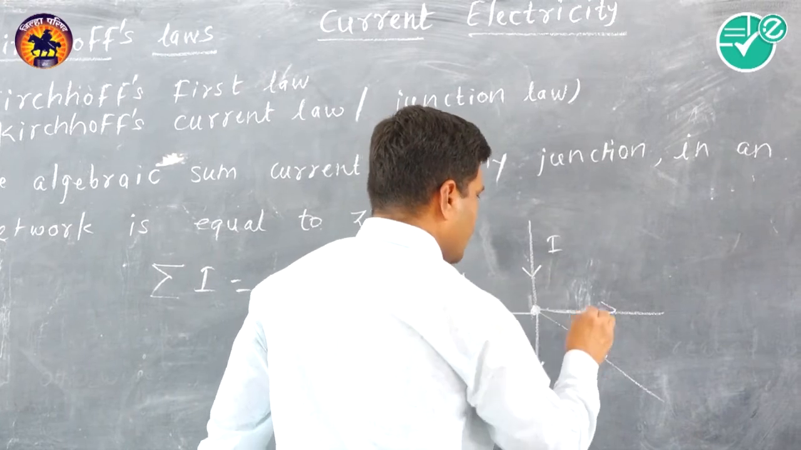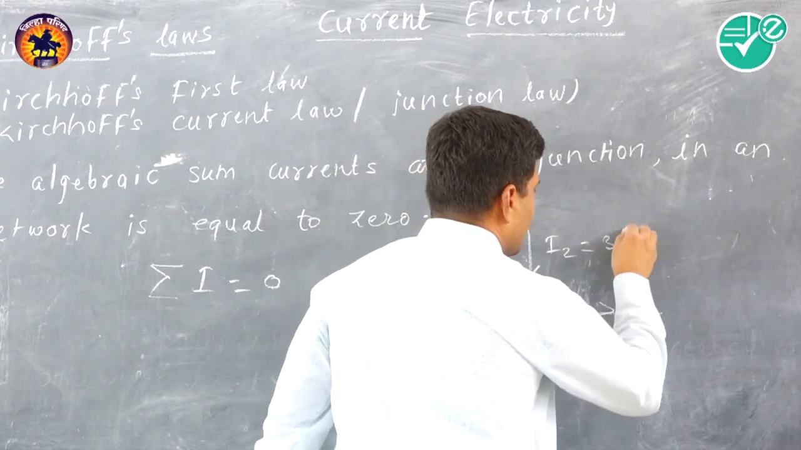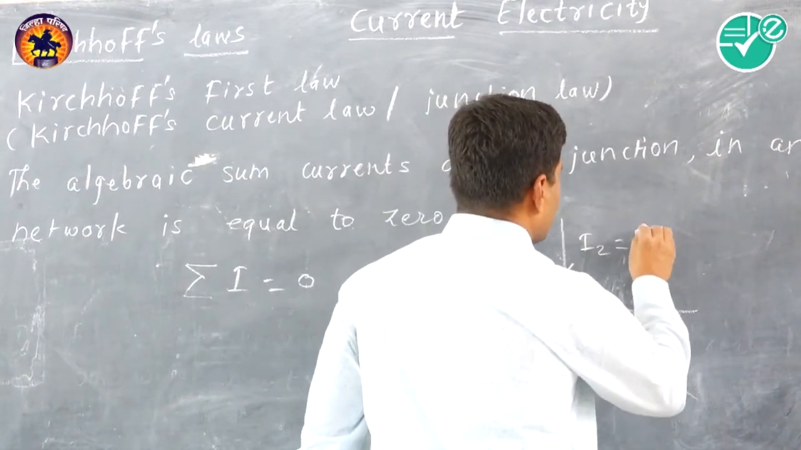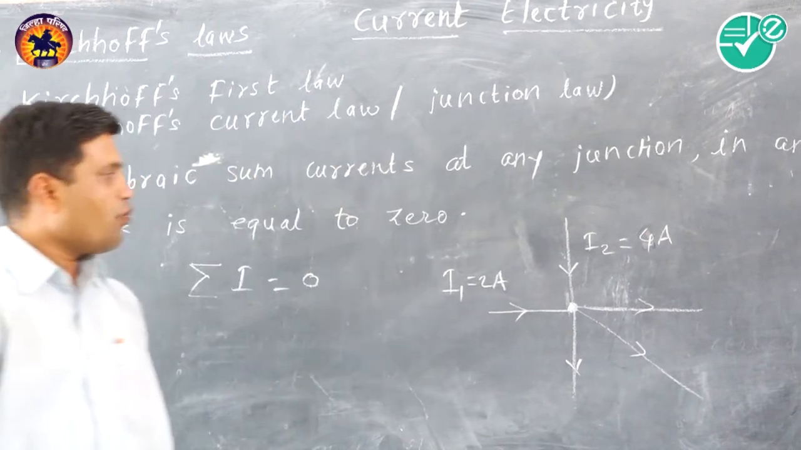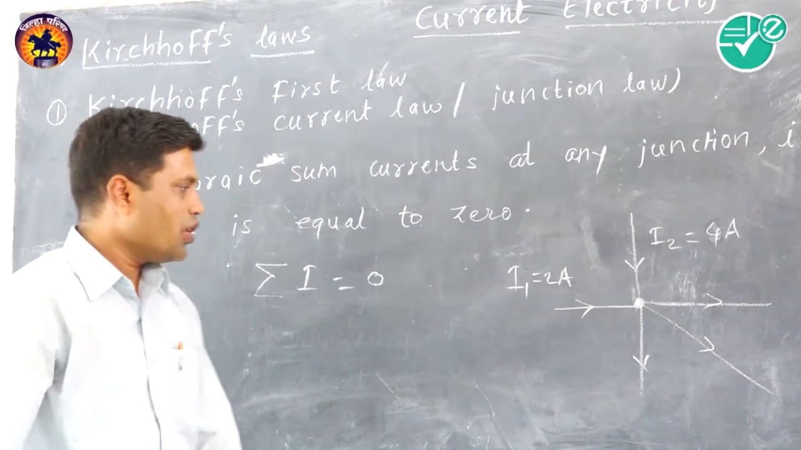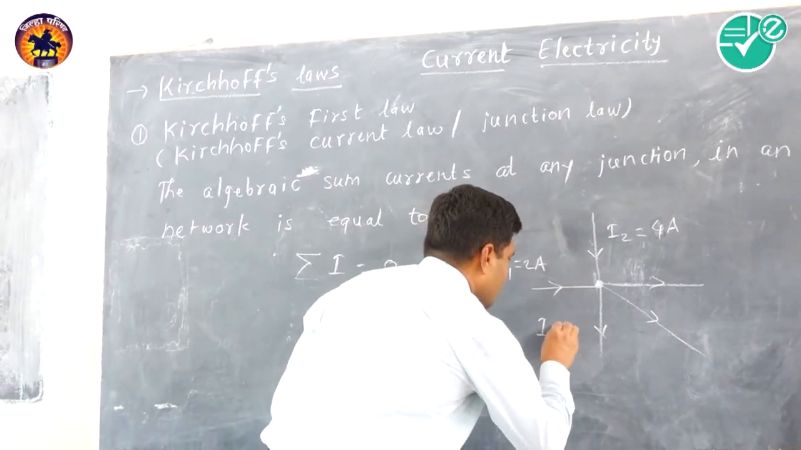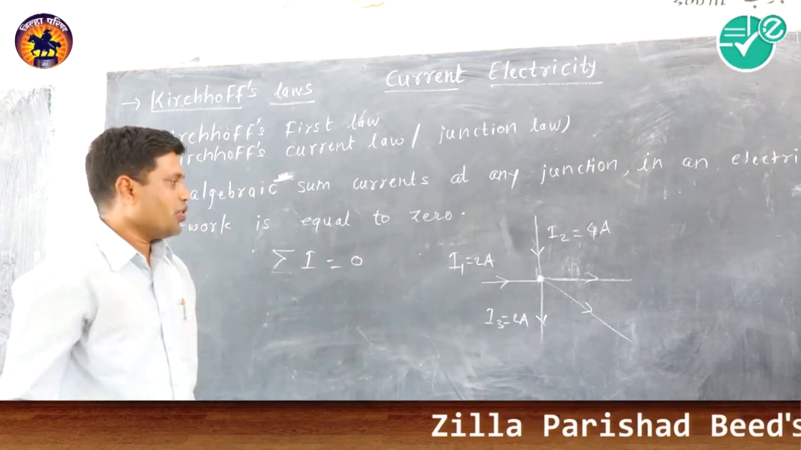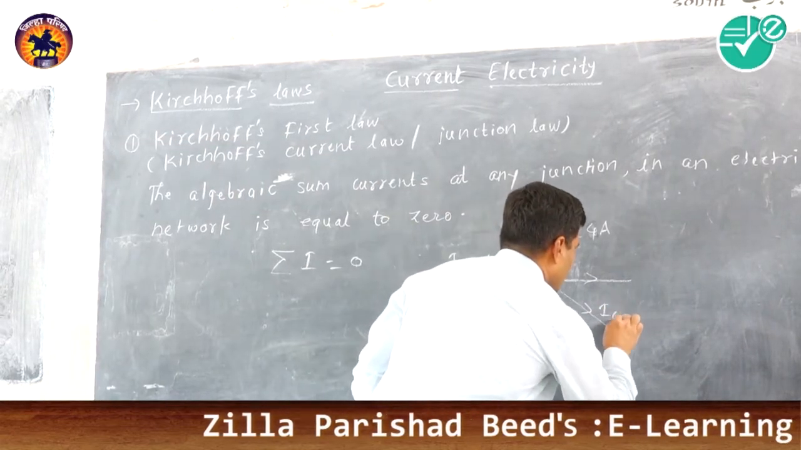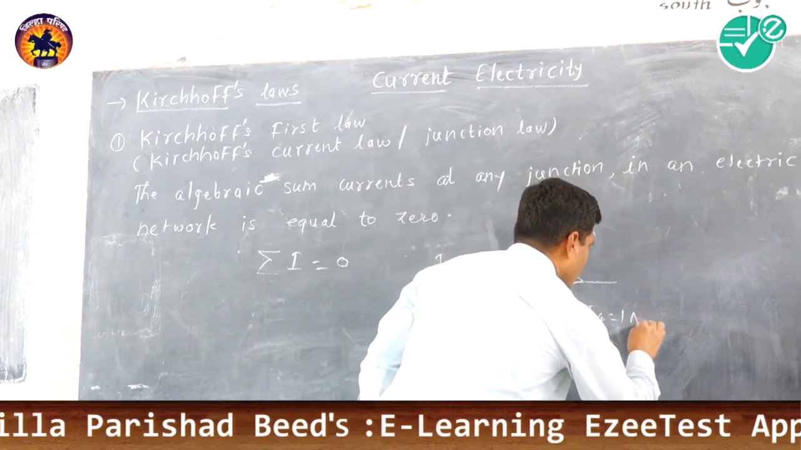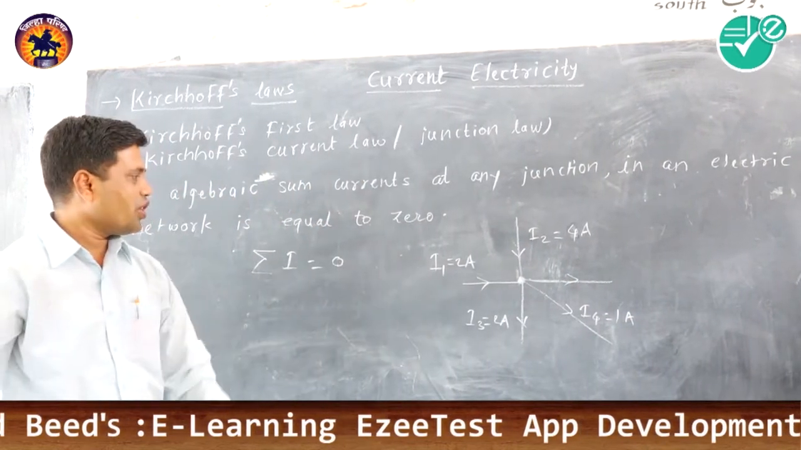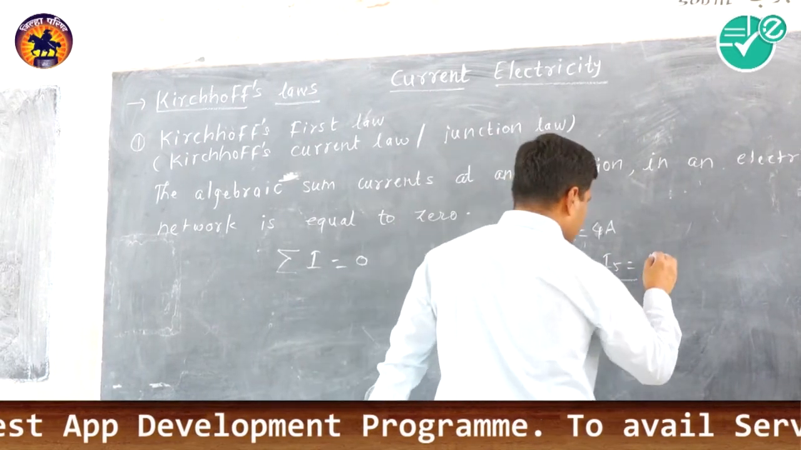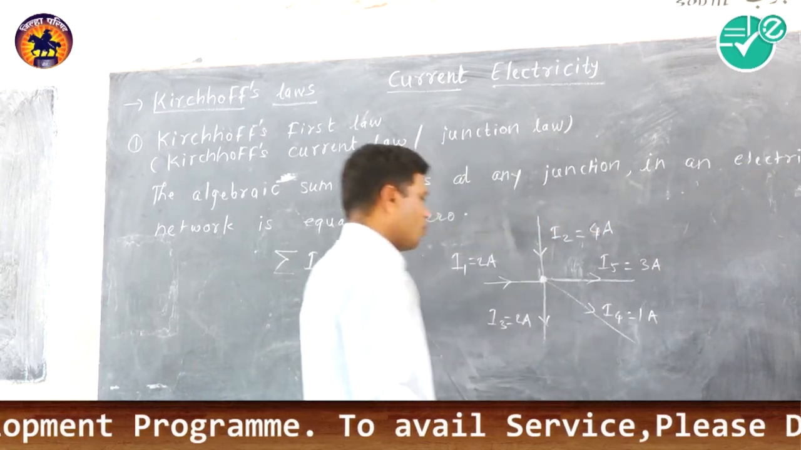Second, I2 is equal to 4 ampere, current flowing towards the junction. Then I3 is equal to 2 ampere, current flowing away from the junction. Another, I4, is equal to 1 ampere, current flowing away from the junction. And last, I5 is equal to 3 ampere, current flowing away from the junction.